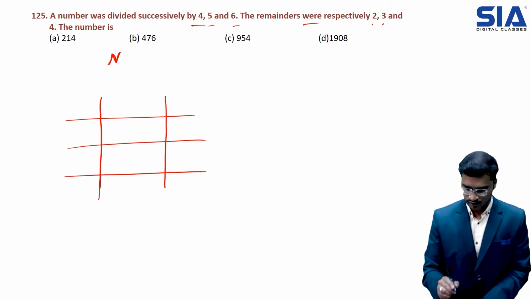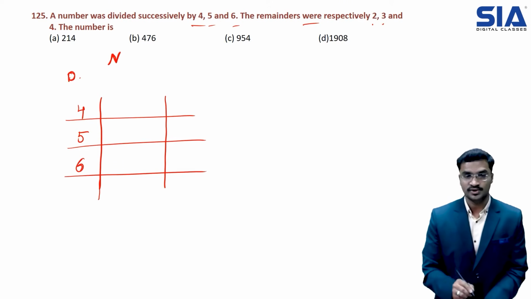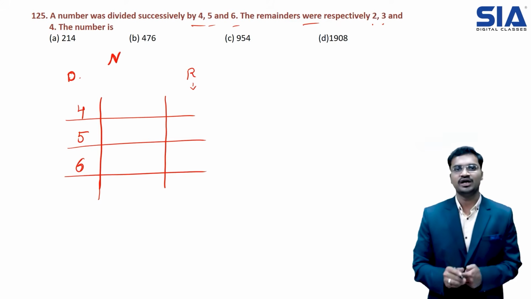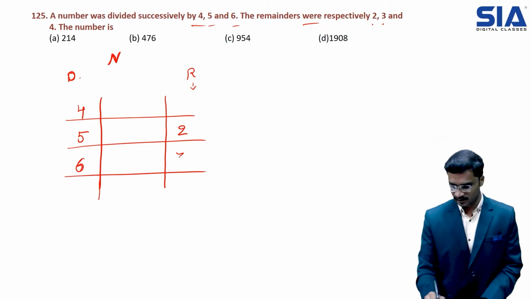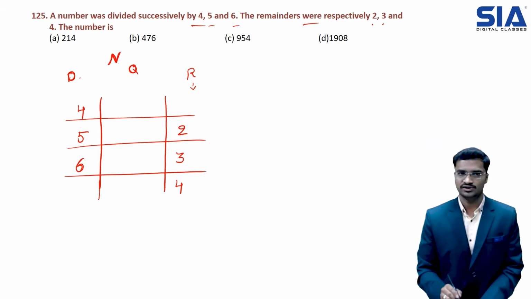Okay. So we are dividing a number by 4, 5 and 6. These are the divisors, and let us write the remainders in this table. When we divide by 4, we get remainder 2. When we divide by 5, we get remainder 3. When we divide by 6, we get remainder 4. The middle values here are the quotients.